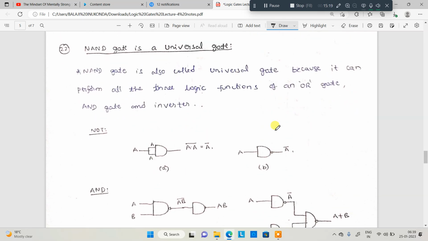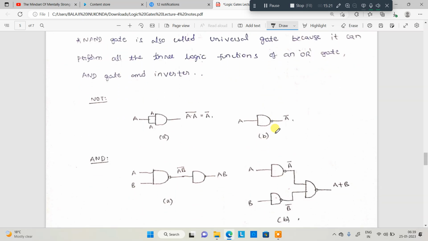Then we move to the NAND gate as a universal gate. Yes, with a two-input NAND gate, the two inputs are connected together, and then NAND of A and A gives A bar. This is the NOT gate.